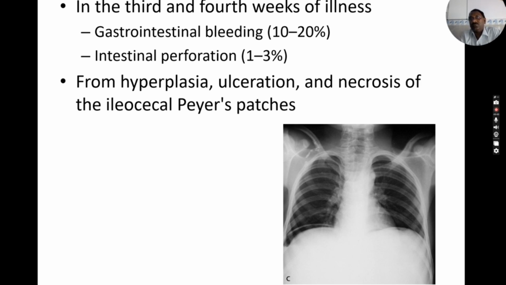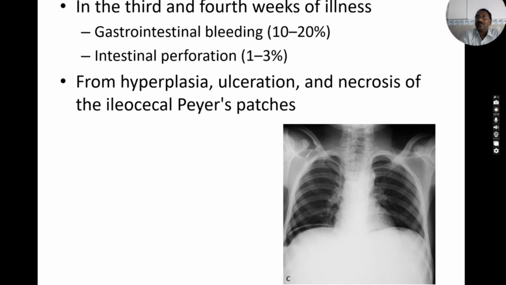So that shows perforation. Janardhan, Adhavendra, see the right border, right diaphragm. So gas under the right dome of the diaphragm. It is because of the perforation of the hollow viscus, the perforation of the small intestine. This is a complication of typhoid fever in the 3rd week or the 4th week. So immediately you have to subject them for surgical consultation and correction.